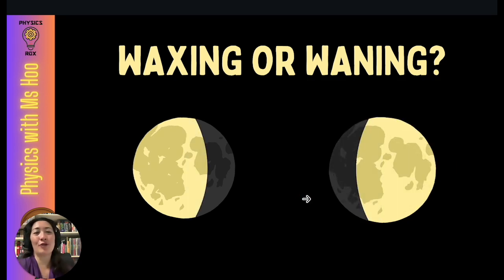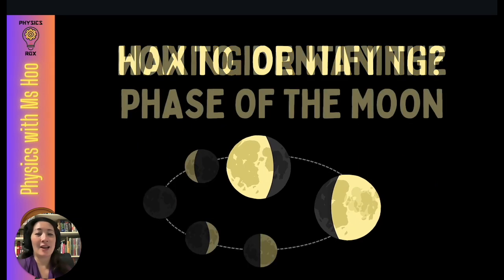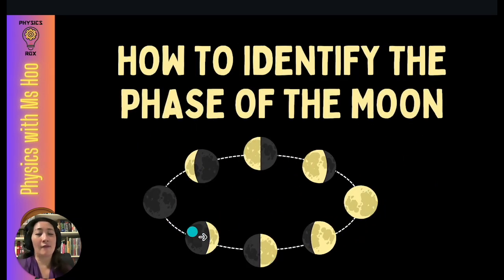Now, one way which you can use is to memorize that during the waxing phases, the illumination is on the right side of the moon, whereas the waning phases will have the illumination on the left side of the moon. The problem is if you memorize it wrongly, then you're going to get your answers wrong. So what I'll go through now is how to use your logic to figure it out.